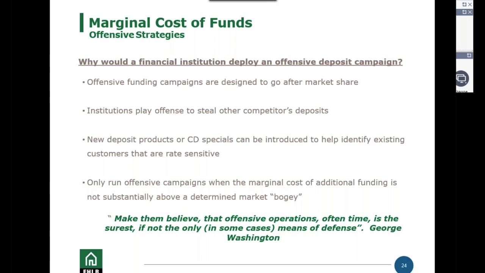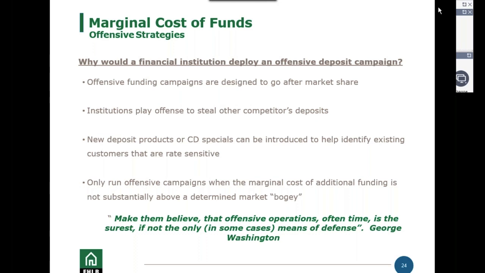Institutions often play offense to steal other competitors' deposits. Perhaps you have a competitor who's vulnerable. We saw a lot of this, and it still continues to go on. When the Great Recession hit, we saw a lot of financial institutions get in trouble. Asset quality became a concern, and the ones that didn't have asset quality issues had an opportunity to go after those vulnerable deposits. Maybe you want to put out a new deposit product or a CD special.